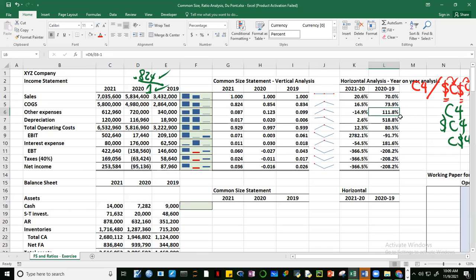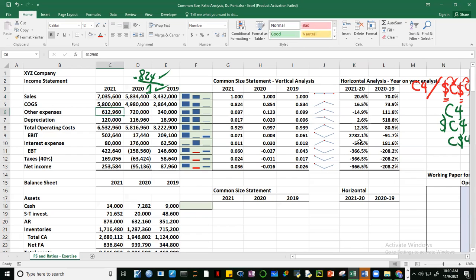In fact, the other expenses here increased by 100%. No? Nag-double yung ano. Yung other expenses from 340 naging 720. While for 21, okay, there was a decrease, even negative 14.9% decrease. So in your horizontal analysis, a positive figure here means an increase in the value from the previous period. A negative figure here means there was a decrease compared to the previous period. So negative 14.9% here means there was a decrease from 2020 to 2021, from 720 to 612.